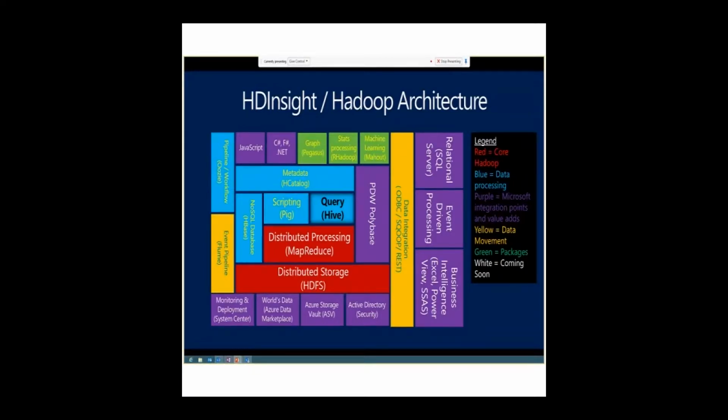The things here in purple are things that are Microsoft specific. So you've got System Center up in Azure for monitoring. You've got all sorts of data that can be brought in externally. So we have the Azure Data Marketplace. You can certainly bring in data from other external sources as well. Azure Storage Vault, I already talked about, and Active Directory for security.